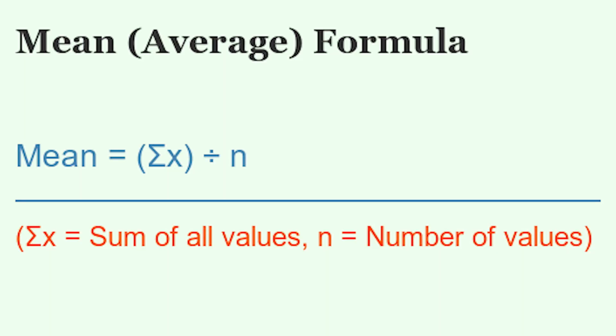The formula for the mean is the sum of all values over the total number of values. So if we're looking at the numbers 1, 2, 3, we add them together to make 6, divide them by the amount of numbers there are, which is 3, so the mean is 2.